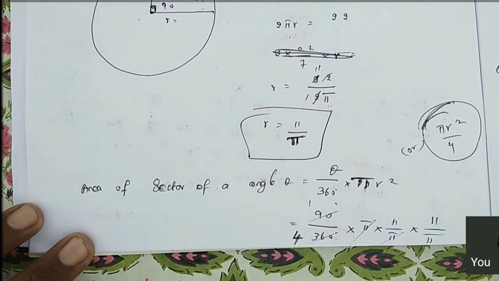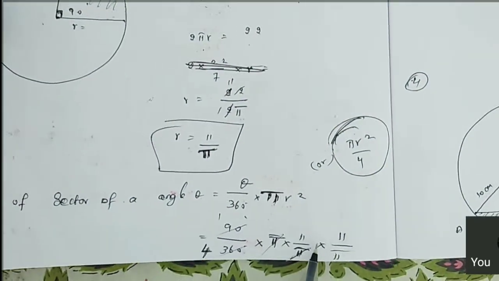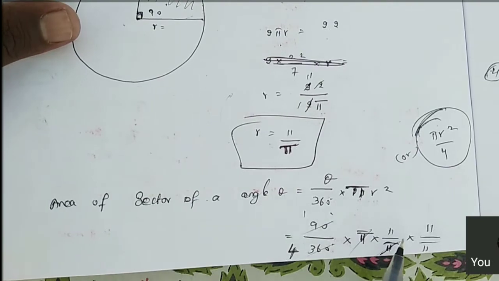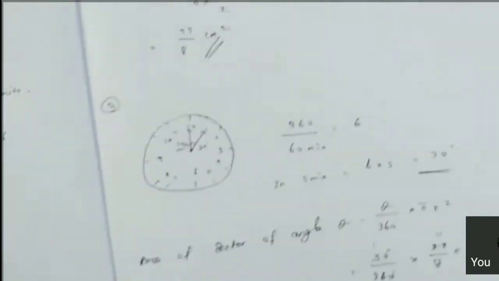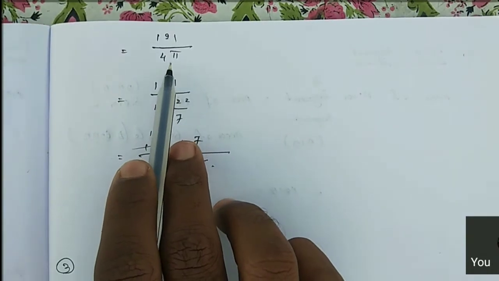Next, here 1 pi, here also 1 pi, cancel it. So remaining is 1 into 11 into 11 divided by 4 into pi. Clear? That is 1 into 11, what is it? 121. So 121 divided by 4 into pi, 4 pi. Clear?